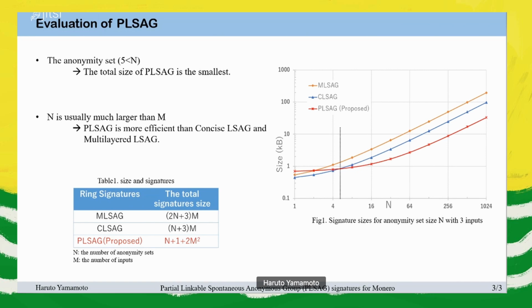By the way, Triptych is not included in this comparison chart. I think it would be more efficient with the smallest size. But I think the advantage of our PLSAG signature algorithm is that it is quite easy to implement, since the basic algorithm is quite similar to the CLSAG signatures. Yeah, that's all for today. If you have a question, you can ask them.